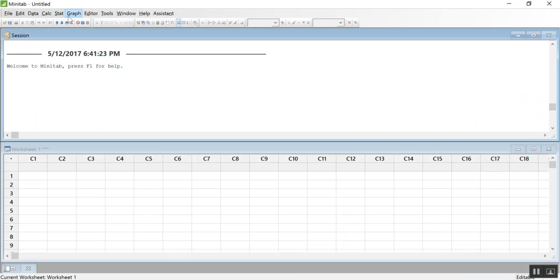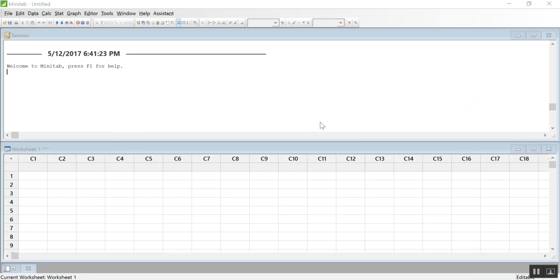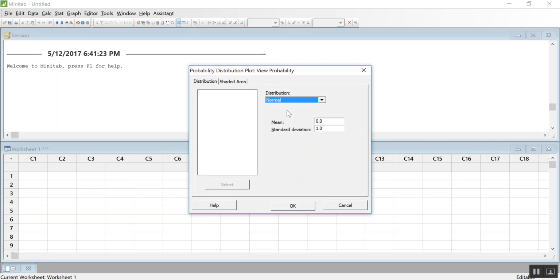And this is the way I like to calculate normal probabilities. I go up to Graph, down to Probability Distribution Plot. And then we always use View Probability. You'll never actually use these three to do anything. I mean, you kind of could. We're always going to use View Probability. It'll become second nature to you. I'm going to hit OK. It's already set on the normal distribution. There are other things than the normal in here, but that's the one we want.